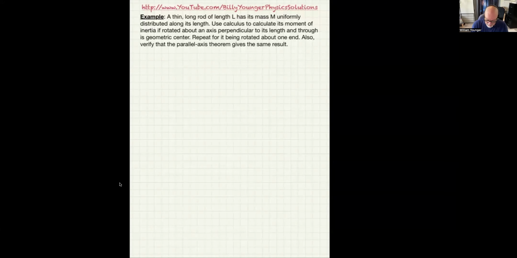I've actually written up this particular example. It says a thin, long rod of length L has its mass M uniformly distributed along its length. Use calculus to calculate its moment of inertia if rotated about an axis perpendicular to its length and through its geometric center. In other words, through its center of mass, but since it's uniformly distributed, the center of mass is the geometric center. Also repeat for being rotated about one end and also verify that the parallel axis theorem gives the same result for it rotated about the end.